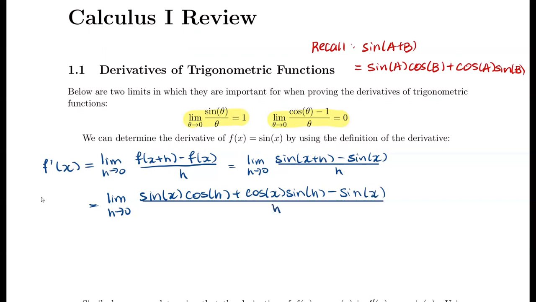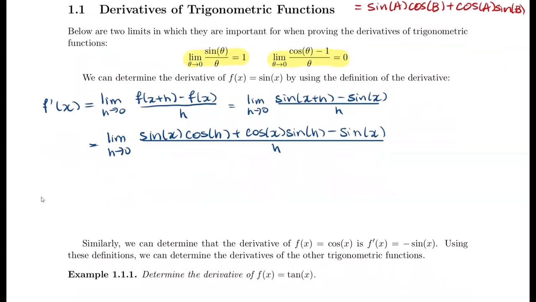So here, we could actually common factor out a couple of terms. We could common factor out the sine x and this sine x here. So let's go ahead and common factor that out. And I'm also going to keep the cosines together and the sines together. So by common factoring out the sine, we have the limit as h approaches 0 of sine of x times (cos of h minus 1), and we'll also have cos x sine of h, all of this divided by h.